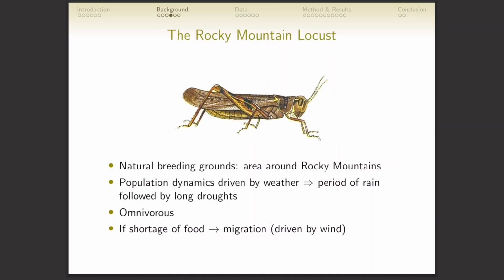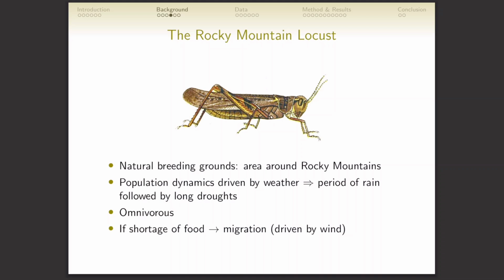Okay, so the Rocky Mountain locust, there's no picture because it became extinct at the end of the 19th century. A lot of people think that because its breeding grounds were near the Rocky Mountains, that area became settled and just destroyed their breeding grounds. They have been able to recreate the DNA because people have found some old specimens in Minnesota.